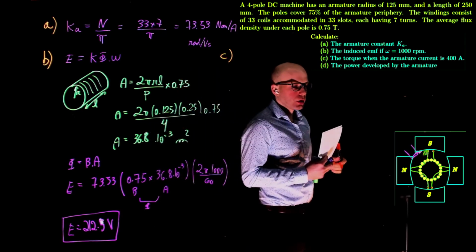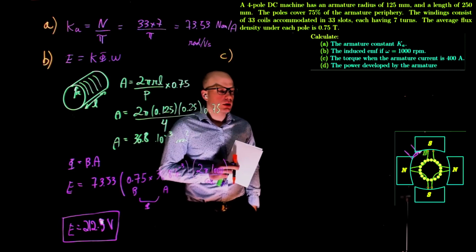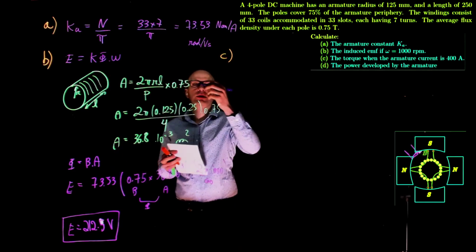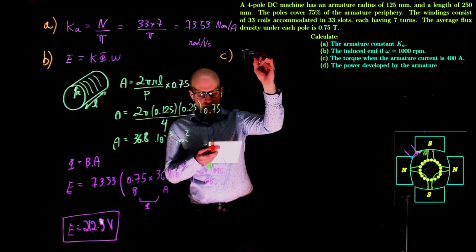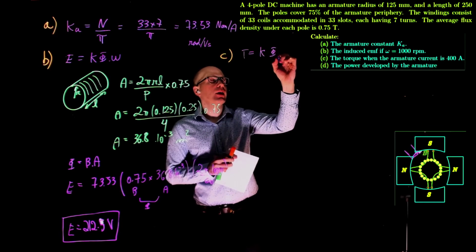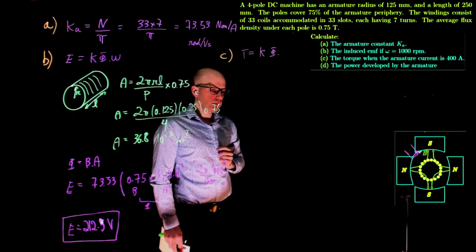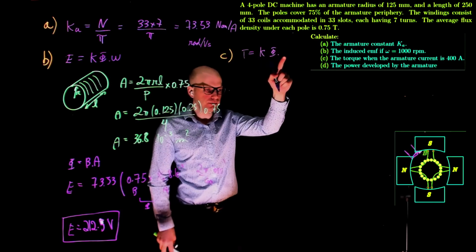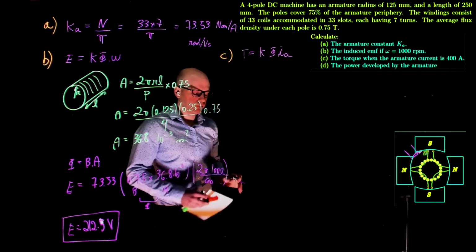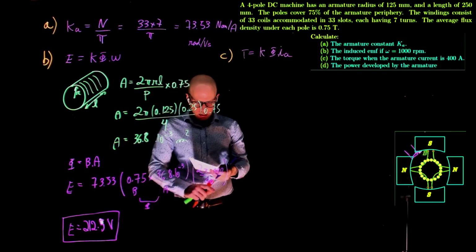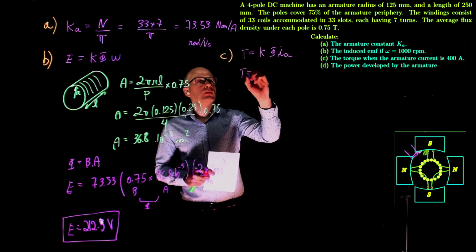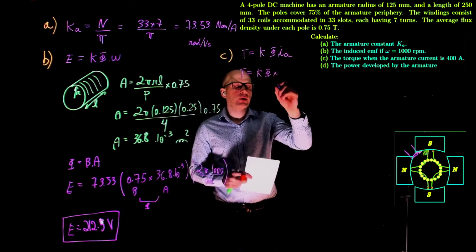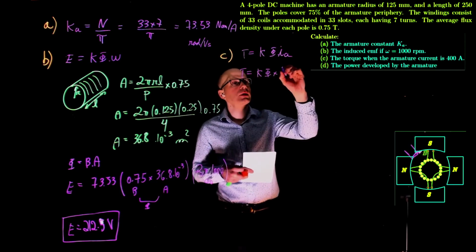C is the torque when the armature current is 400 amps. How do you calculate the torque in this system? Well, we have an expression for the EMF that we calculated here. We can calculate the torque in the same way. It is K, the same K, in fact, times phi, times the current. EMF is proportional to speed, torque is proportional to current. So it's the same that we had down here. K is the same, phi is the same. I'm not going to repeat the numbers. And then the current is 400 amps.